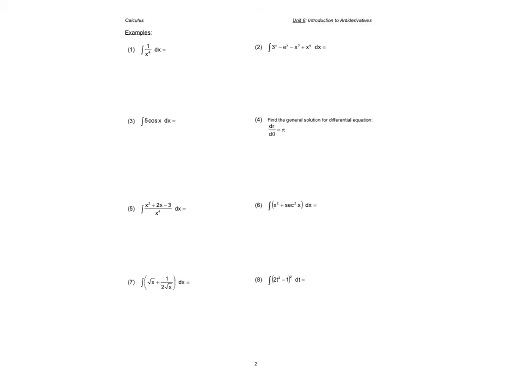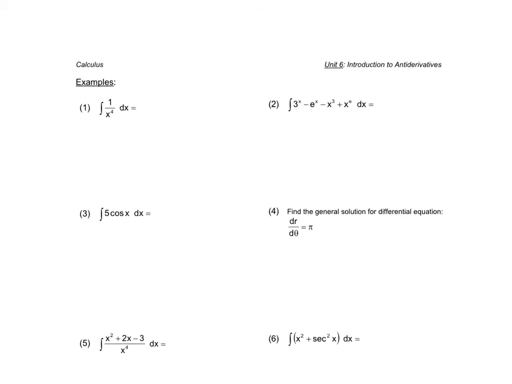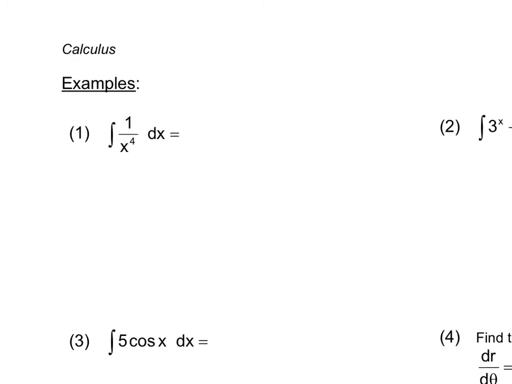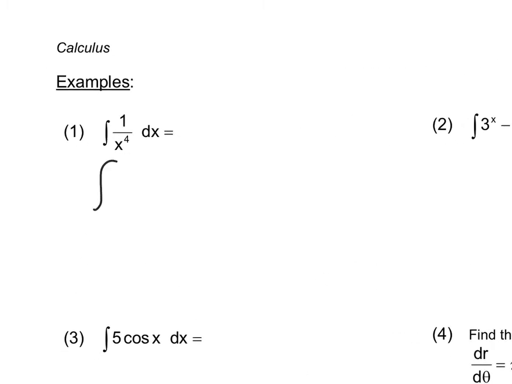So the problems on the next page, they're all just kind of putting this stuff into action. All right. Some of them you have to modify first. So for example, in number 1, I don't like 1 over x to the 4th. I don't like it for derivatives, and I definitely don't like it for antiderivatives. I'd rather write that as x to the negative 4th power. So it's the x to the negative 4th power that I have to find the antiderivative of.